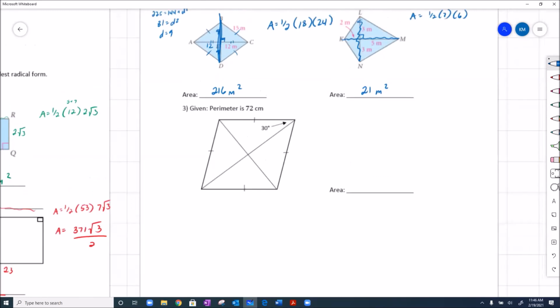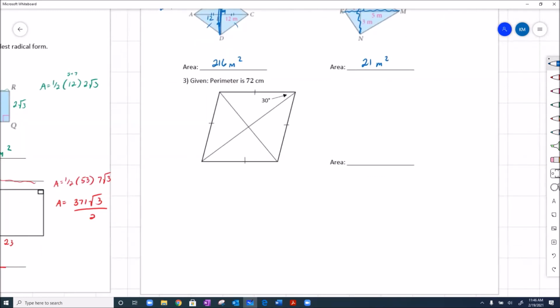And then our last one here, it says, given that the perimeter is 72, find the area. And so they marked it for us that all these are the same. So it must be a rhombus. 72 divided evenly among 4 sides is 18. 18, 18, 18, 18. All right, great. It is a rhombus, so we know that the diagonals are perpendicular. So that helps us out here.